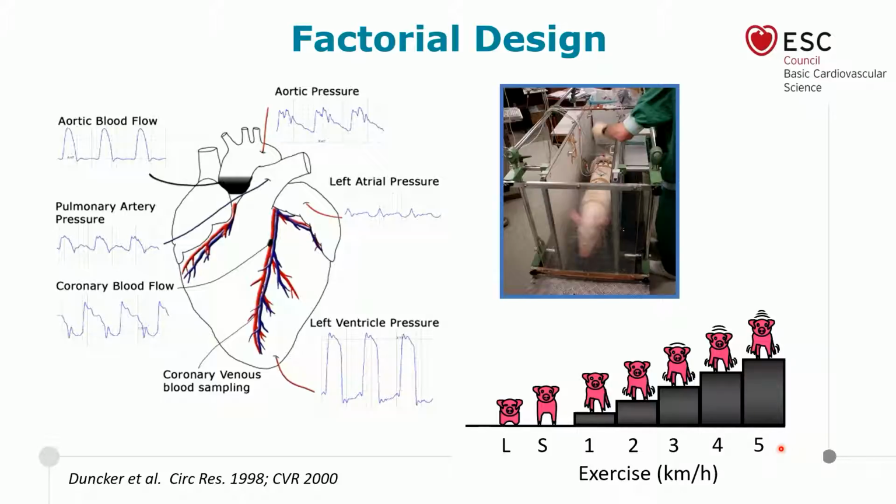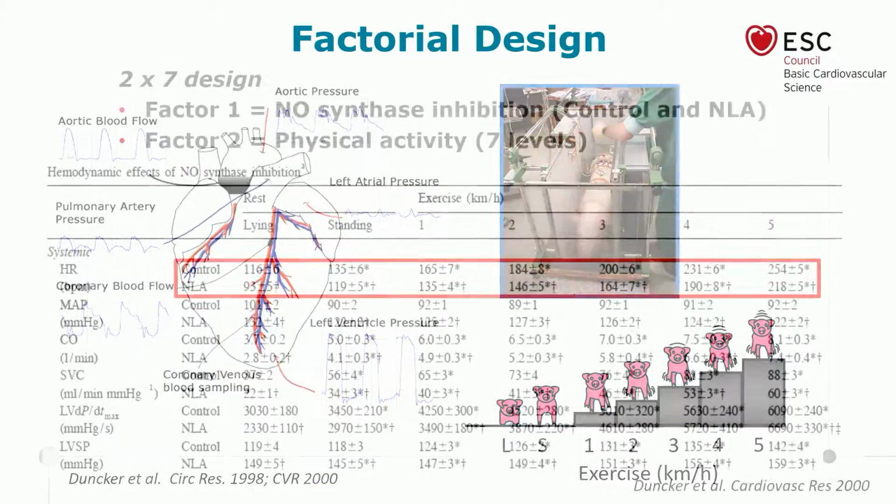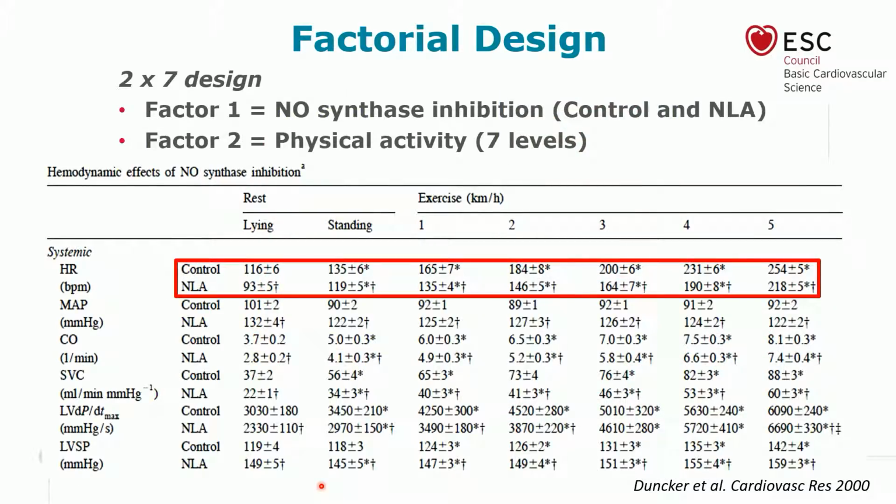At least these were the studies that we did some 20 years ago in these animals. And so here, having 7 levels of physical activity, you can see that the factorial design is a 2x7 design. We have control and nitro-L-arginine and 7 levels of physical activity. So this is a 2x7 design, and here you would have to perform a two-way ANOVA as well.